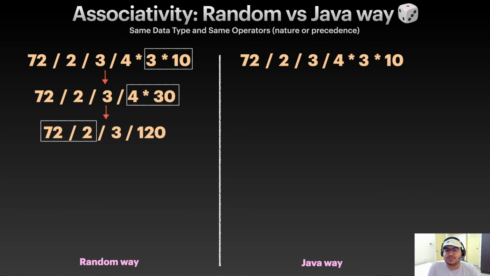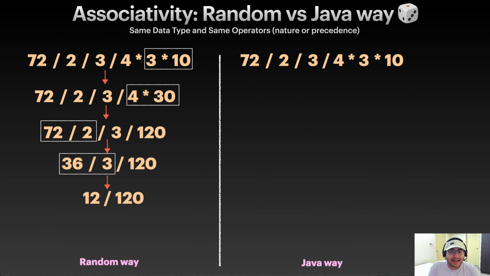Then we perform 72 by 2, which gives 36. I'm choosing operators randomly. Then we perform 36 by 3, which gives 12. And at the end, 12 by 120, which returns a value of 0. Lol. Now, let's consider the Java way.